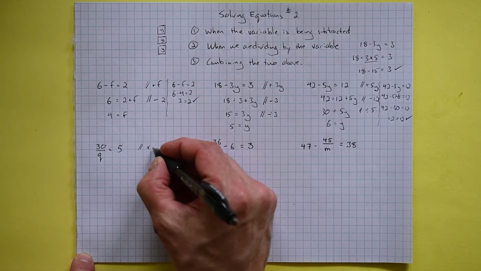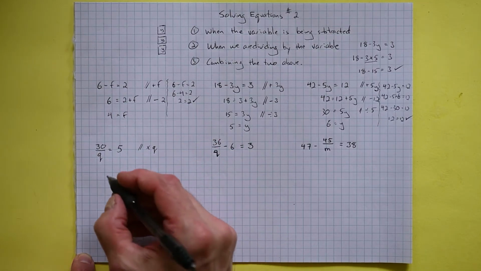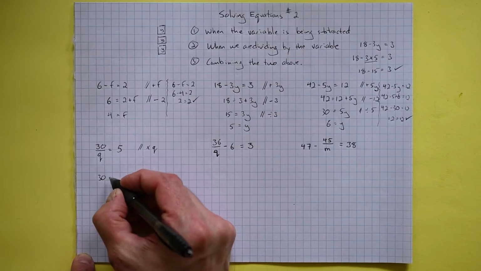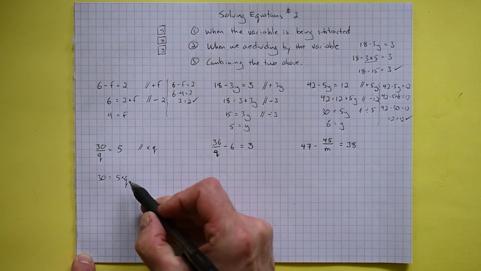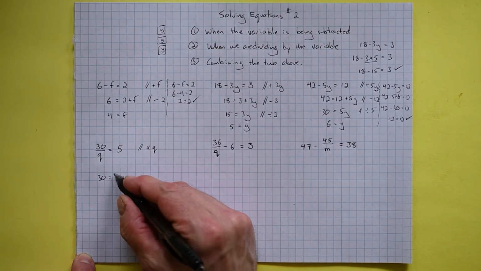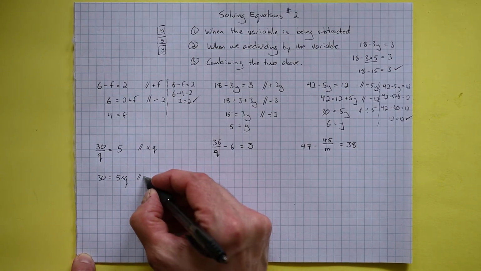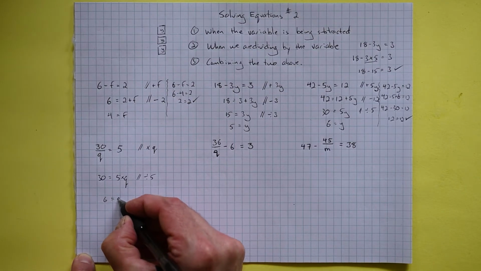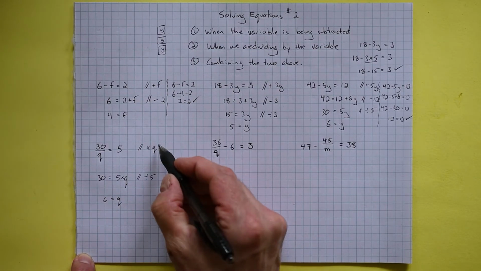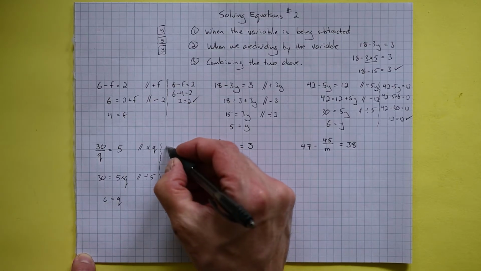We're simply going to multiply both sides by q, and that will leave us with 30 on this side and 5 times q on this side. This we can undo, this multiplying by 5, by dividing both sides by 5, which leaves us that 6 equals q. And then a very quick check.